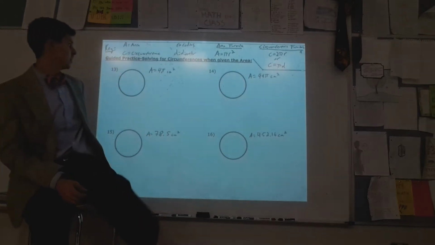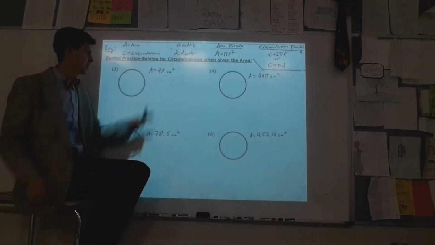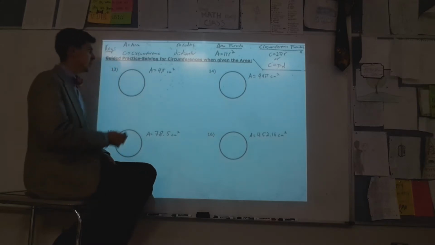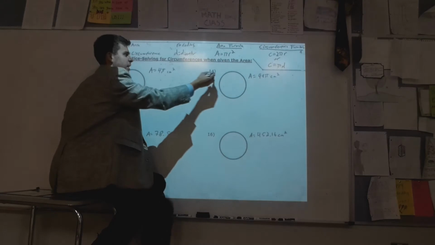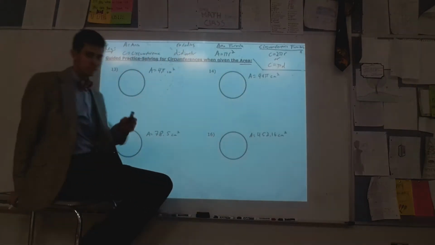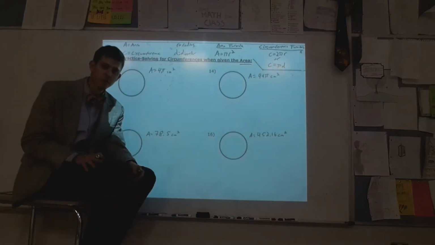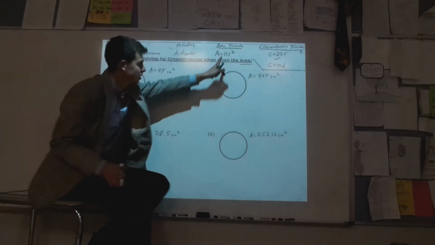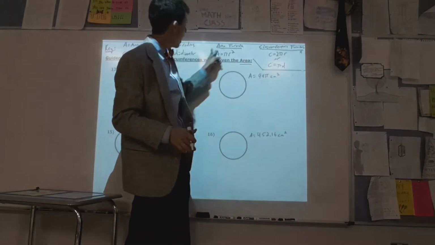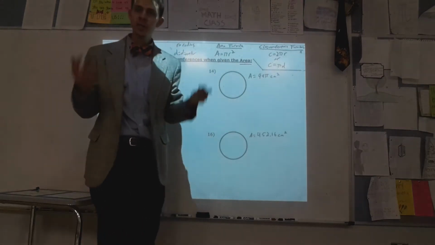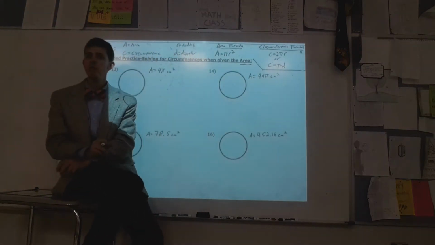The first problem is the area is equal to 4 pi centimeters squared, and we're asked to solve for the circumference when given the area. Okay. The key is solving for the radius. Because look at this. The radius is in both the circumference formula and the area formula. So if we're given the radius, we can solve anything in a circle.